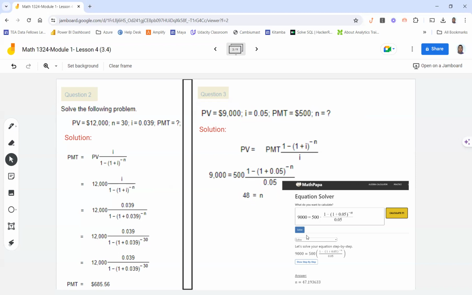I put a screenshot here because I was trying to Google some good equation solvers for these complicated equations, since you cannot handle this on your own. I found this website called Maths Papa, and I opened the equation solvers section. I typed exactly what I see in this problem, and it gave me the answer as 47.1936, which needs to be rounded to the next timeline. So N is equal to 48. Always round them up for timing purposes.